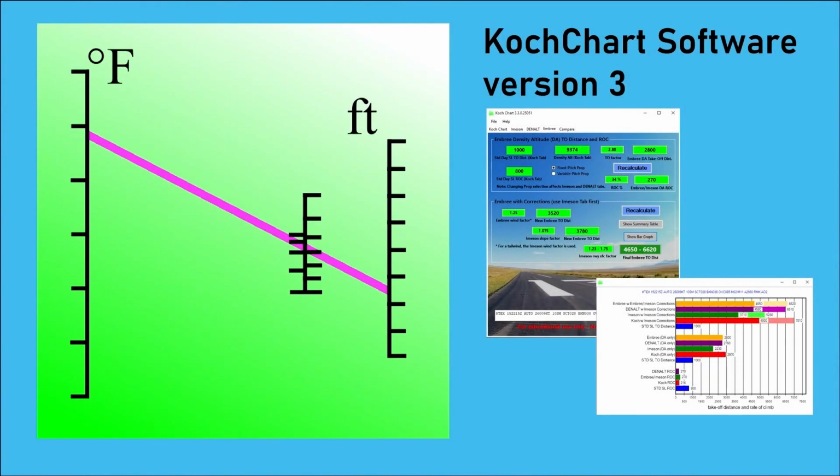The purpose of this video is to discuss some of the methods of estimating light aircraft takeoff performance as it relates to density altitude, and to provide an introduction to the KochChart software, a free educational software tool that automates the calculation of takeoff and rate of climb performance estimates. I'll put a link in the description below for downloading the software.